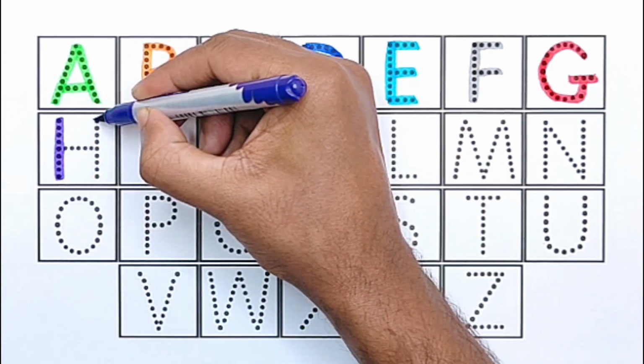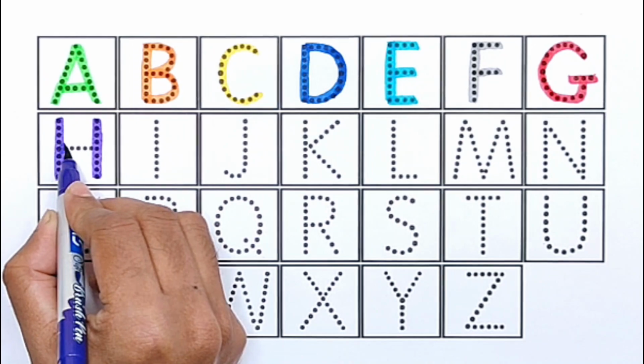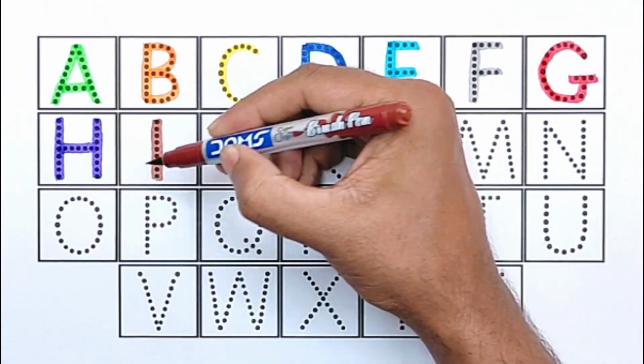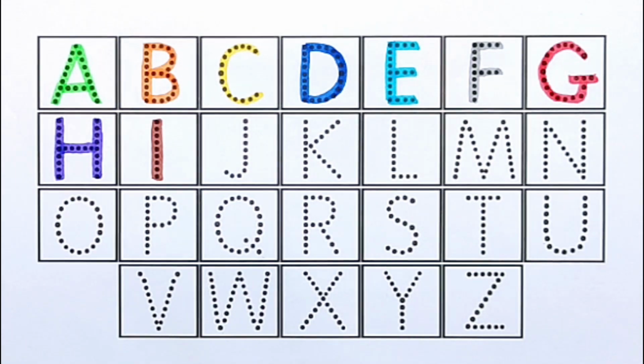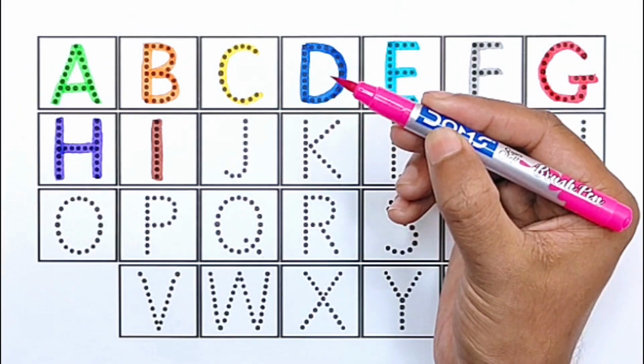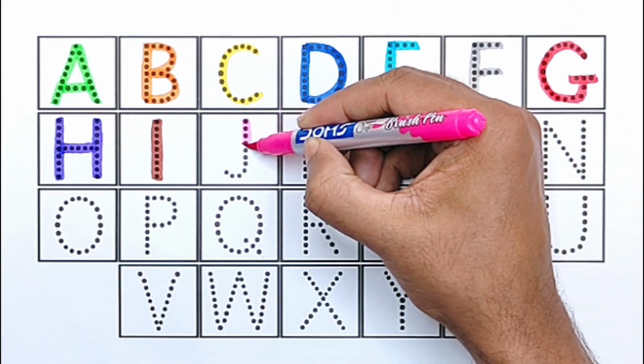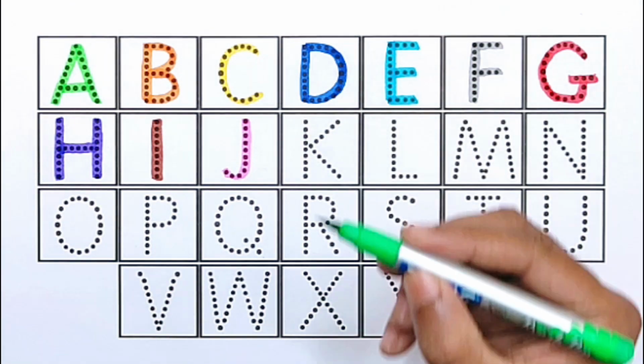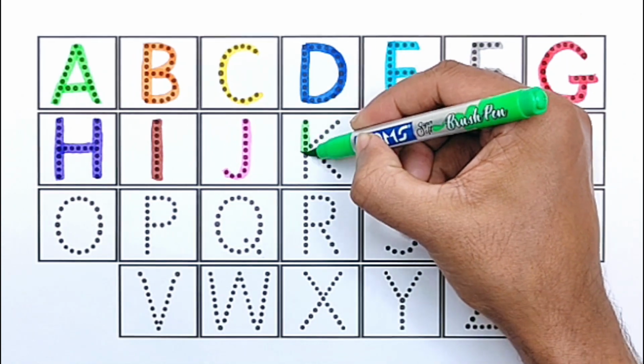H for hand, brown color. I for ice cream, pink color. J for juice, light green color.